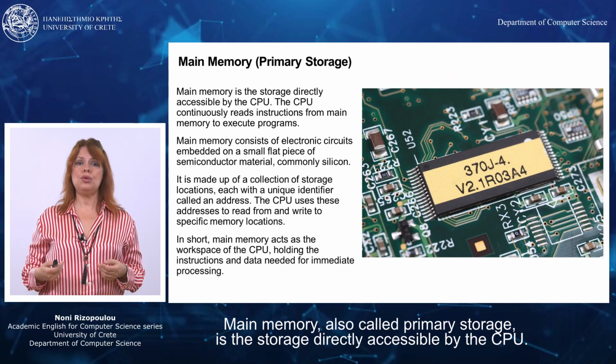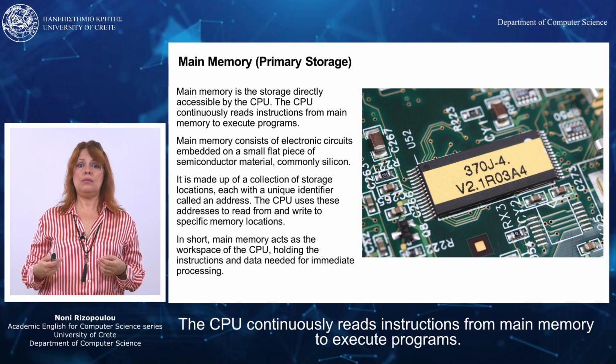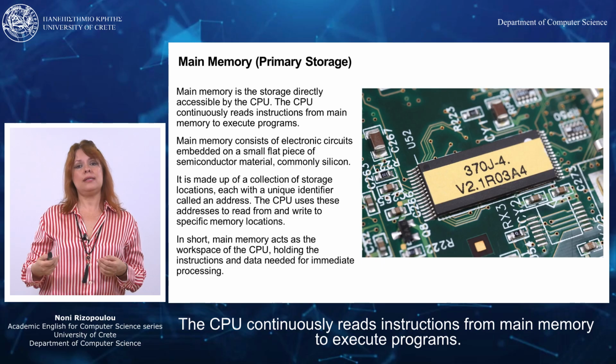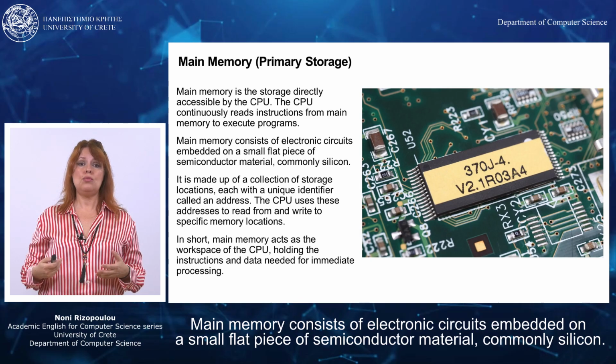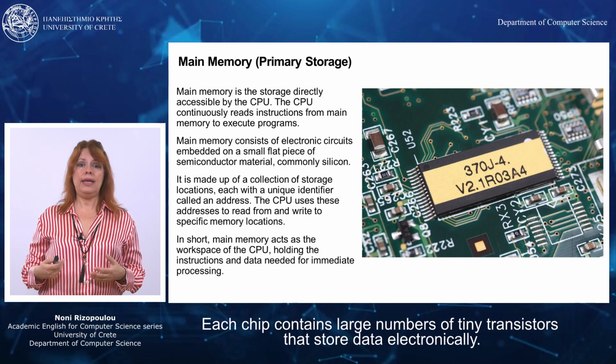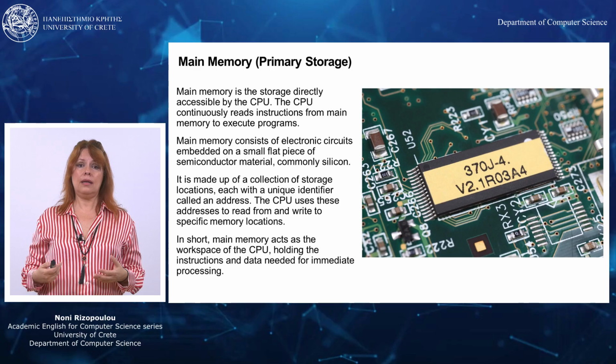Main memory, also called primary storage, is the storage directly accessible by the CPU. The CPU continuously reads instructions from main memory to execute programs. Main memory consists of electronic circuits embedded on a small flat piece of semiconductor material, commonly silicon. Each chip contains large numbers of tiny transistors that store data electronically.